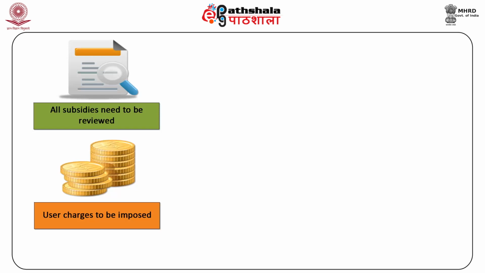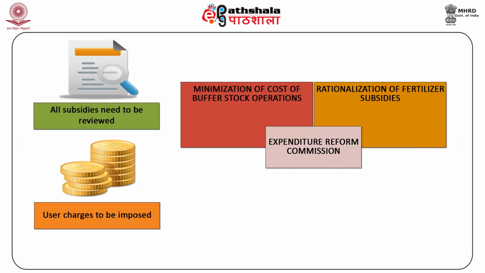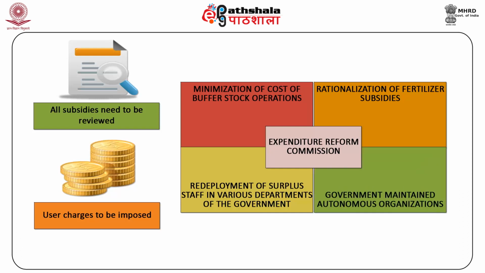The government has constituted an expenditure reform commission to look into areas of expenditure correction. These areas include minimization of cost of buffer stock operations, rationalization of fertilizer subsidies, redeployment of surplus staff in various departments of the government, and government maintained autonomous organizations.